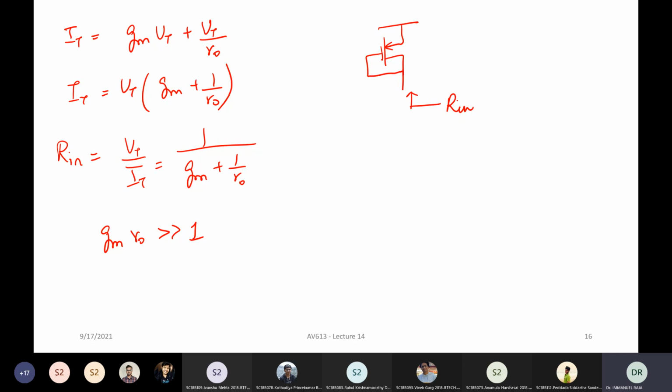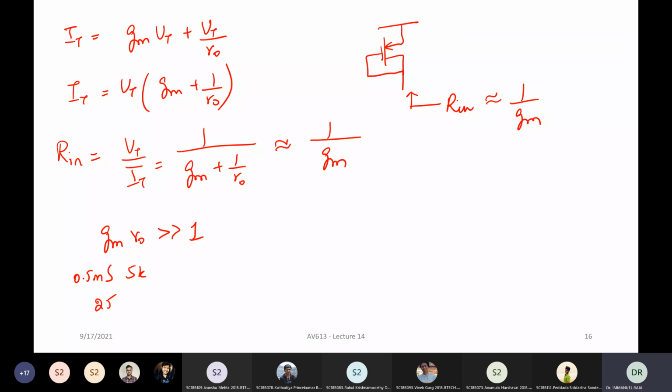So for example, if you take 0.5 millisiemens gm, and let's say you have a 5K resistor, you get gm r0 to be around 25. Now this is definitely greater than 1, which means that this can be easily approximated to 1 over gm. So this is a very important result that you must keep in mind. That is, when you diode connect a transistor and you look at the input impedance from the drain side, the input impedance is approximately equal to 1 over gm.